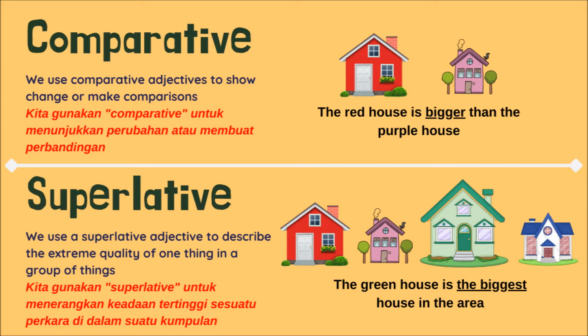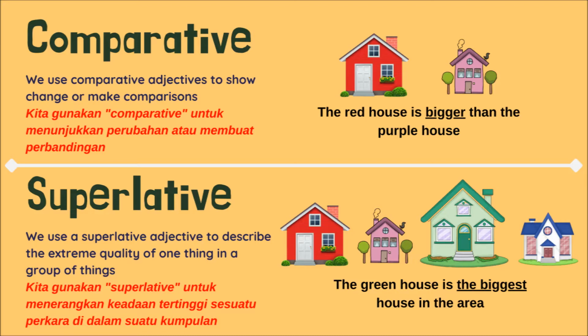There are four houses there in the pictures. The first one is red, the second one is purple, the third one is green, and the last one is white. So based on the four houses, which one is the biggest? Di antara empat buah rumah tersebut, yang manakah yang paling besar? The biggest one is the green house.